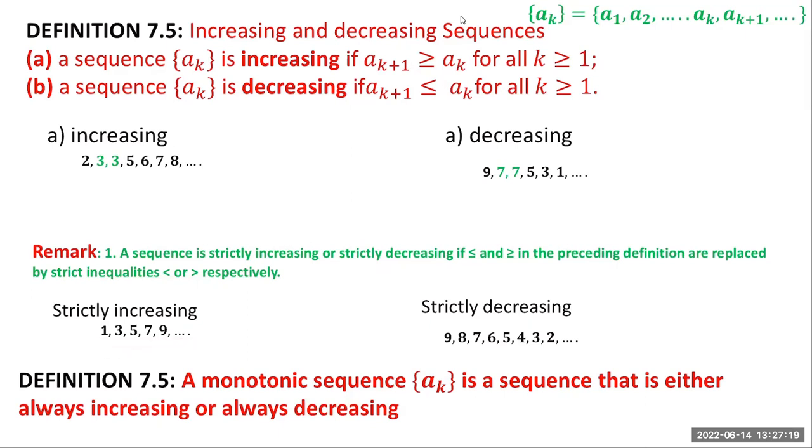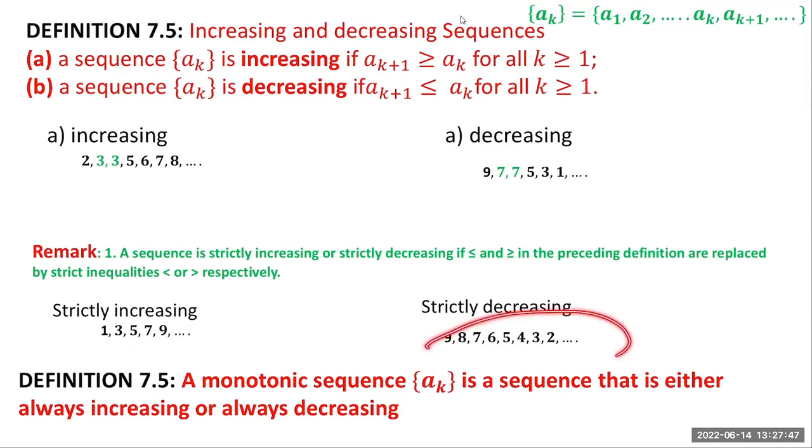Strictly increasing means every term has to be strictly bigger than the previous term. If you take, for example, this term, it is strictly bigger than 5. If you take this term, this is strictly bigger than the previous term, which is 7. If you take this term, this is strictly bigger than the previous term, which is 1. If that is the case, we say that it's a strictly increasing sequence.